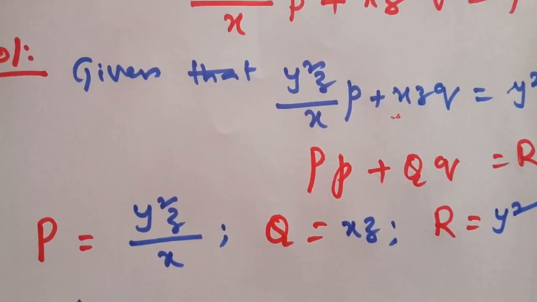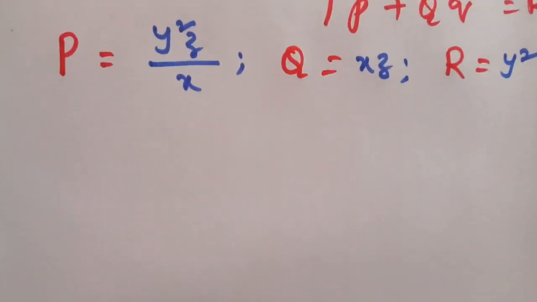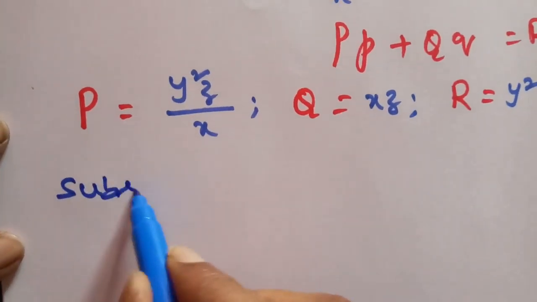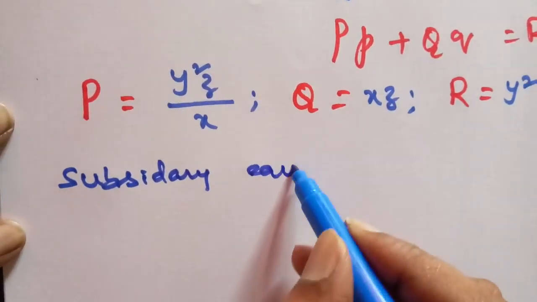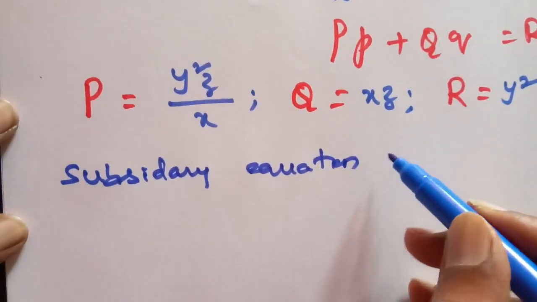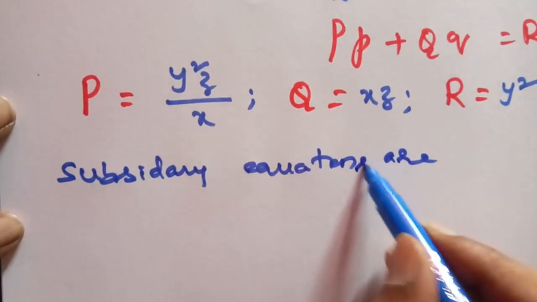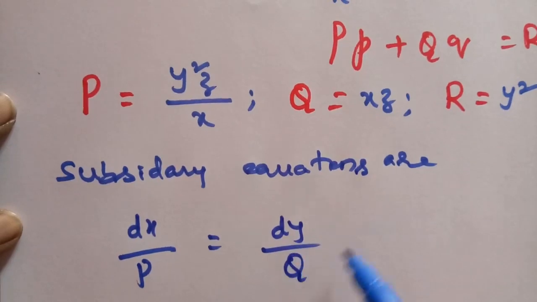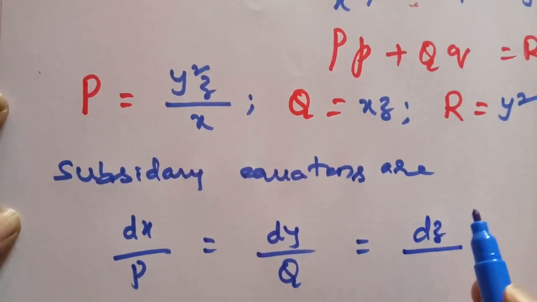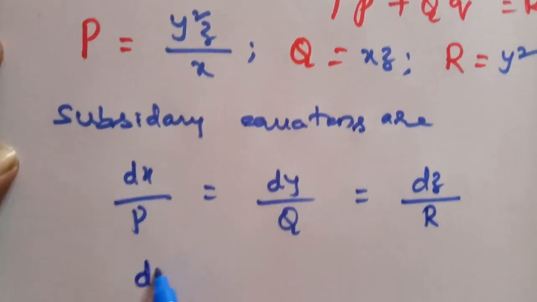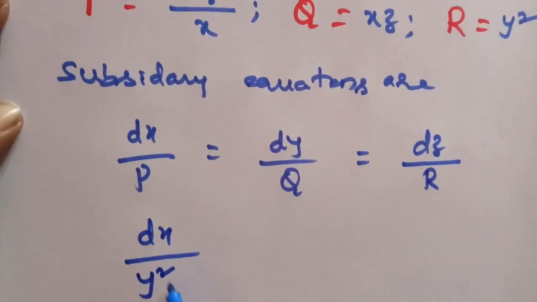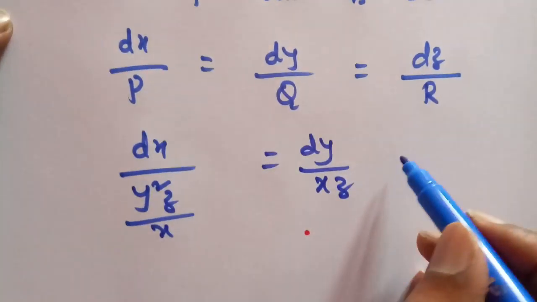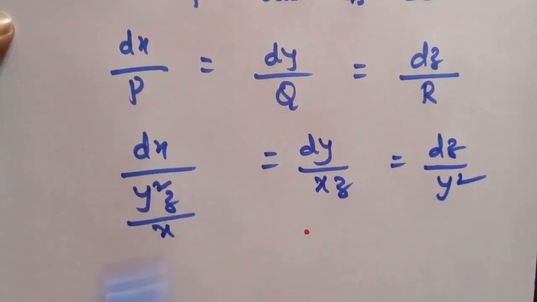Now write down the subsidiary equations. The subsidiary equations of Lagrange's equation are dx by P, dy by Q, dz by R. Here dx by P, that is y square z by x, is equal to dy by Q, that is xz, is equal to dz by R, that is y square.